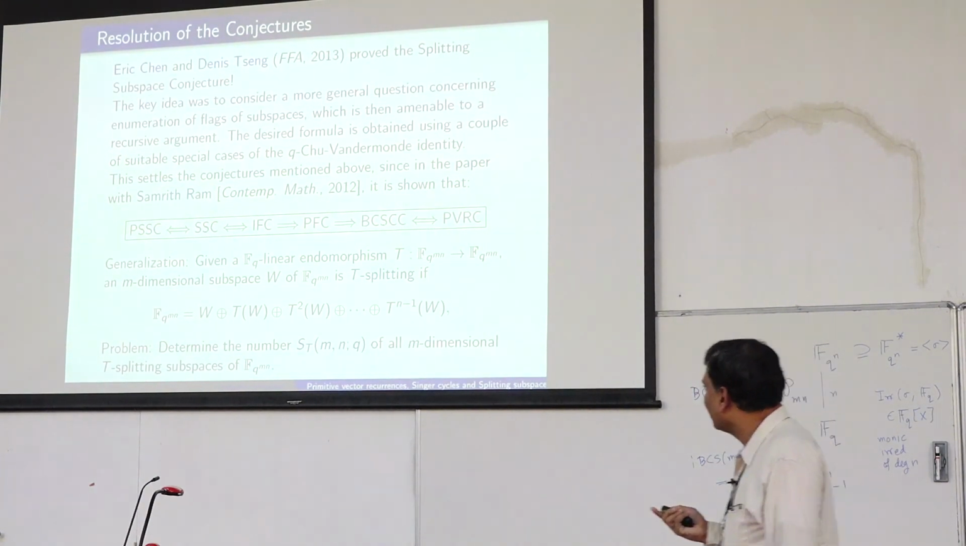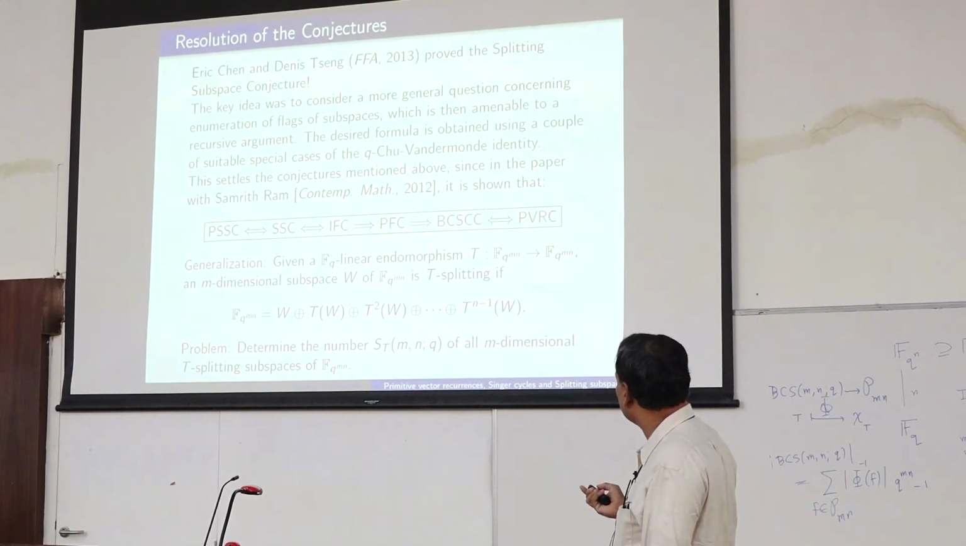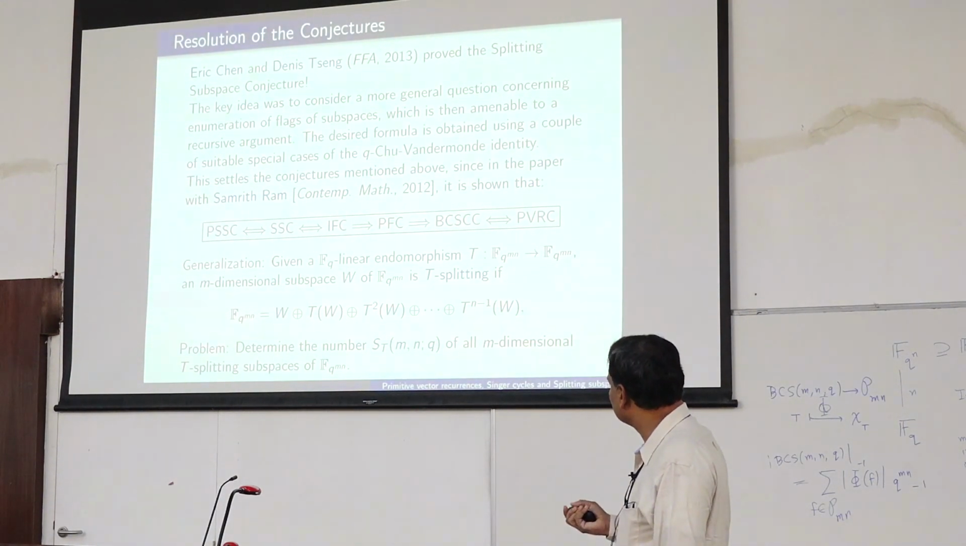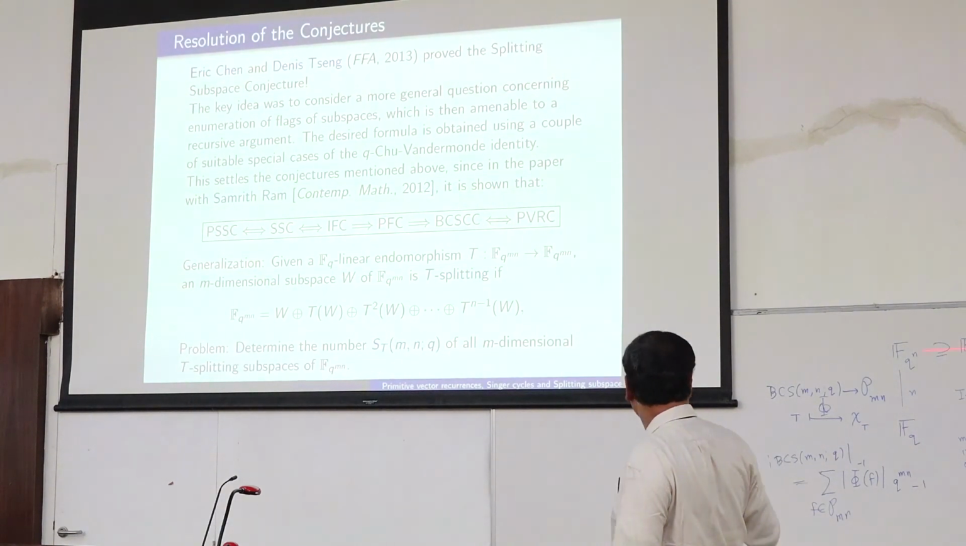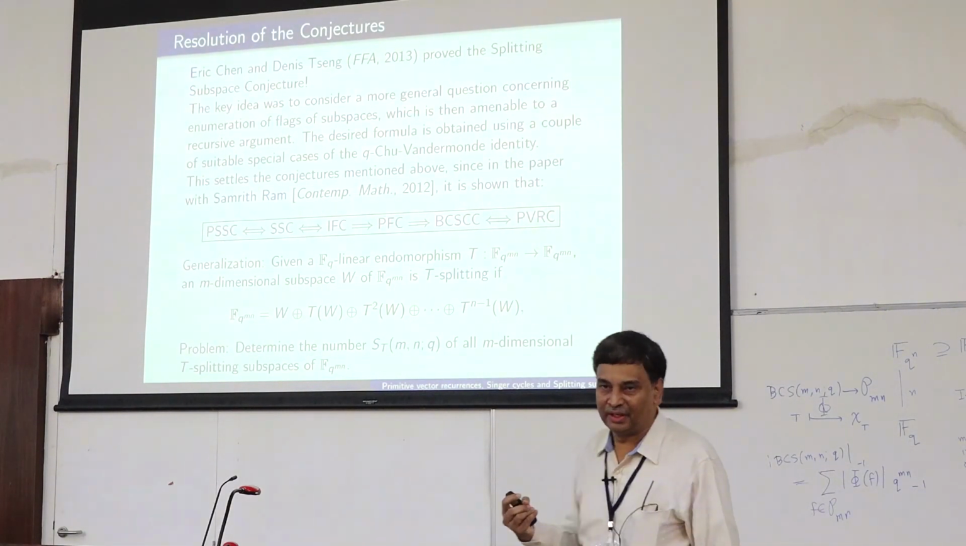Okay. And maybe I am running out of time, but there are other problems and more work in this direction, although this particular problem is solved. For example, you could ask, instead of multiplying by some sigma, you can just take an endomorphism and look at the images and then ask for the number of splitting subspaces and things like that.